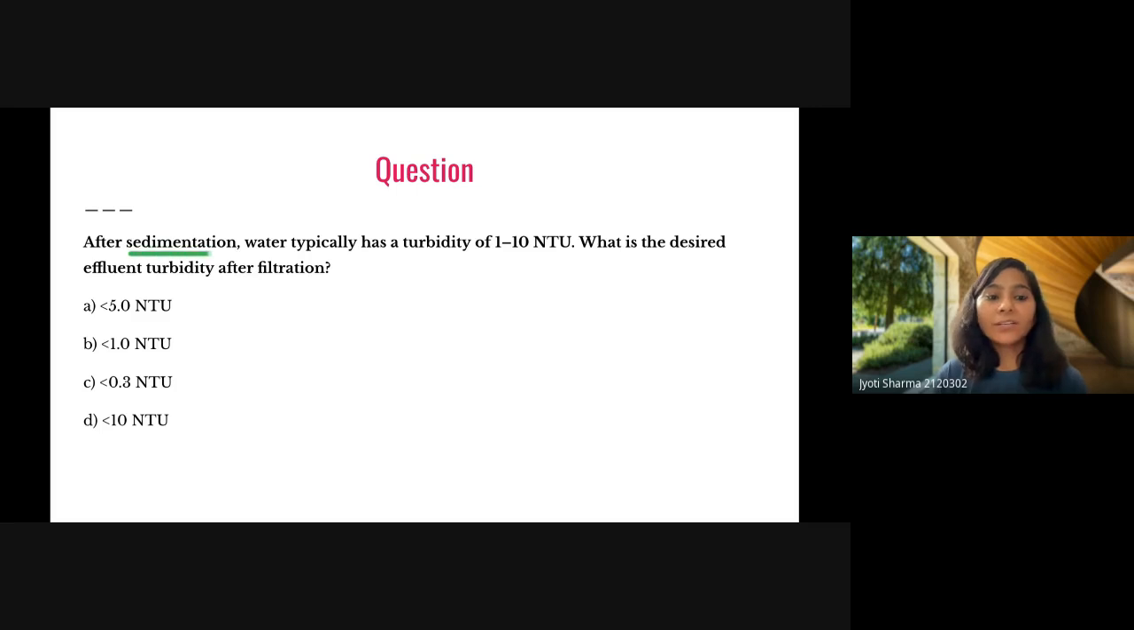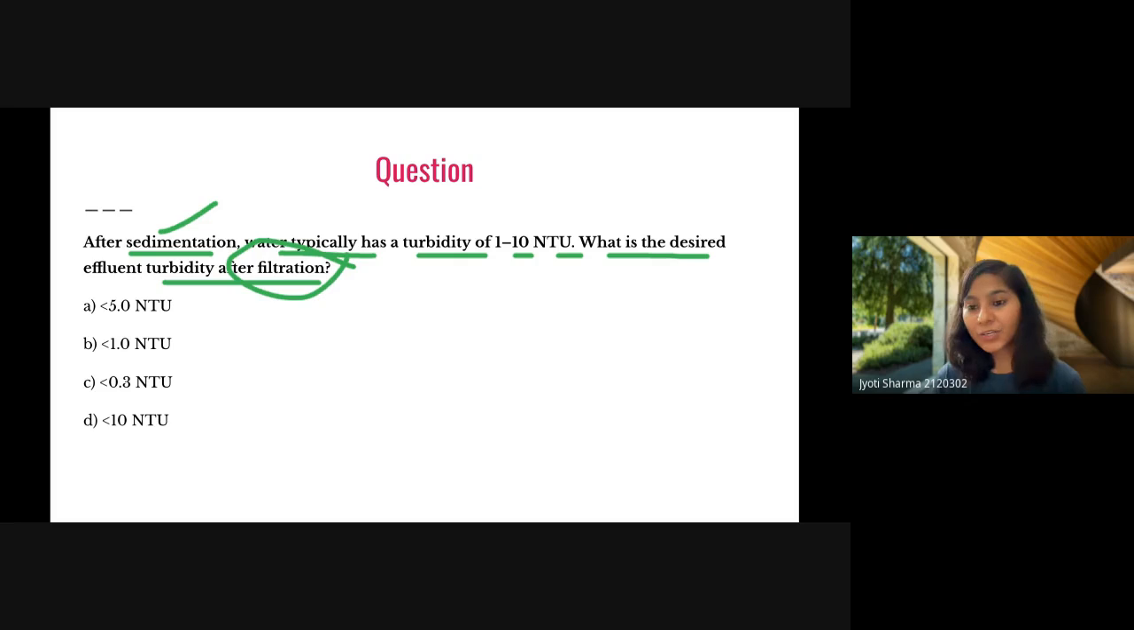Okay, after sedimentation, so sedimentation is done. Water typically has a turbidity of 1 to 10 NTU, which is the desired effluent turbidity after sedimentation. So after sedimentation, we are having the filtration. Okay. After that filtration, turbidity value should be what?